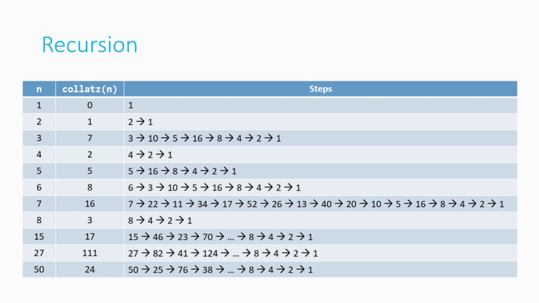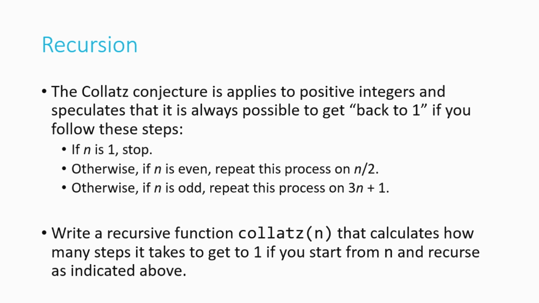So again, pause the video, and I'll jump back now to what the actual process is here, what this conjecture is. See if you can figure out how to define collatz of n so that it calculates how many steps it takes to get to 1.